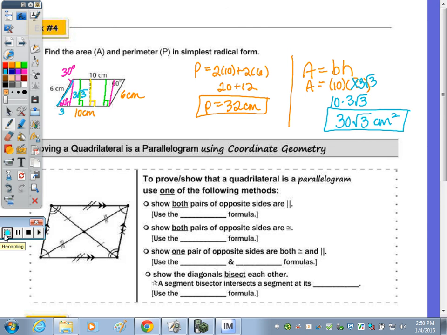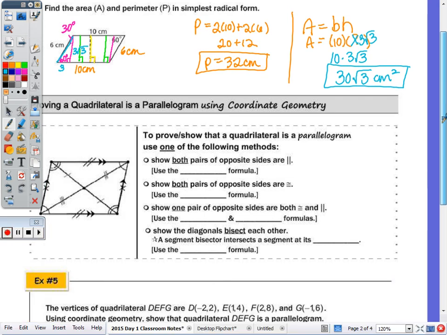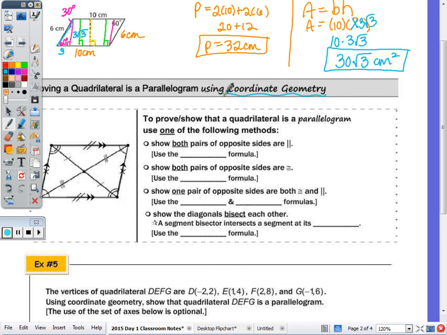Now moving on to the proofs. Remember, when you're proving in coordinate geometry, in your statement and reason charts, you're using side-side-side, side-angle-side, angle-side-angle, angle-angle-side, hypotenuse-leg. In coordinate geometry, we're using a formula to prove. So you go back to that table on the front page, which I have outlined here. If you want to prove using coordinate geometry, right away you should be thinking about formulas. What formula am I going to use? You just need to show one of the following properties to be true.